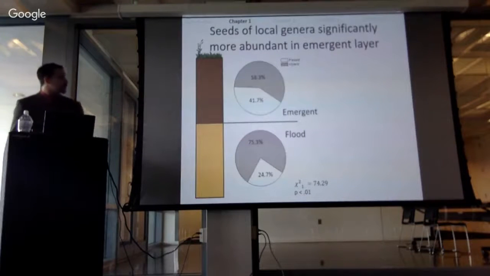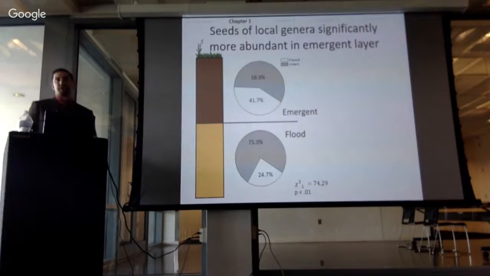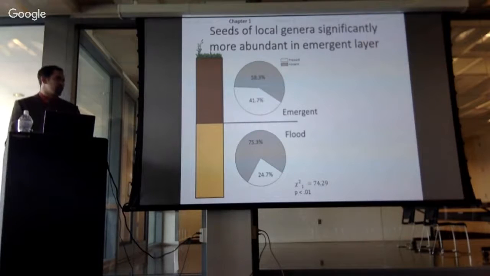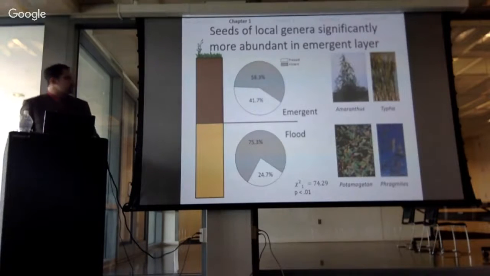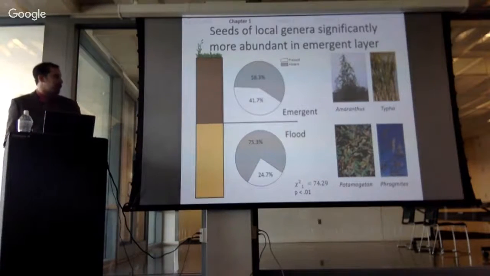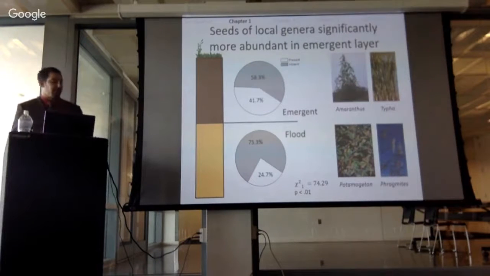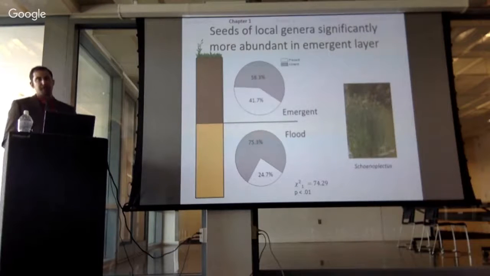Moving on to our chi-square test, the emergent layer was significantly more represented by the seeds of genera that are present in West Bay. Those plants responsible for that shift include Amaranthus, Typha, Potamogeton, and Phragmites. Interestingly, Schoenoplectus, which is highly represented above ground, actually decreased in abundance in the emergent seed bank.